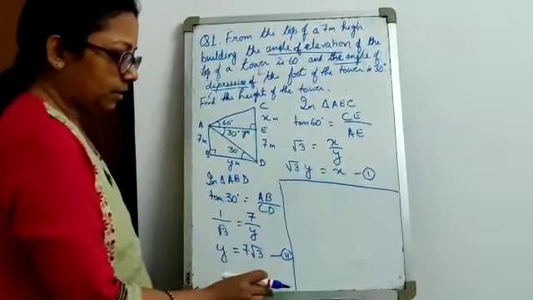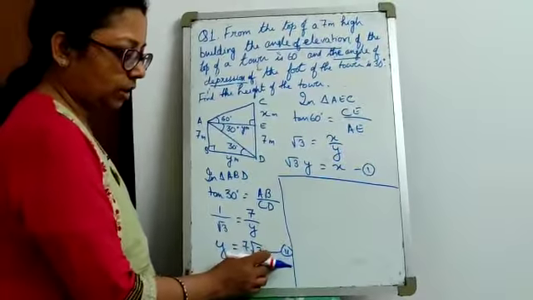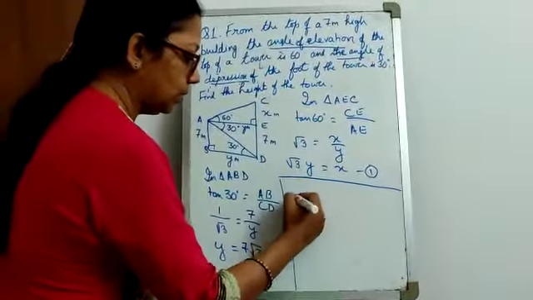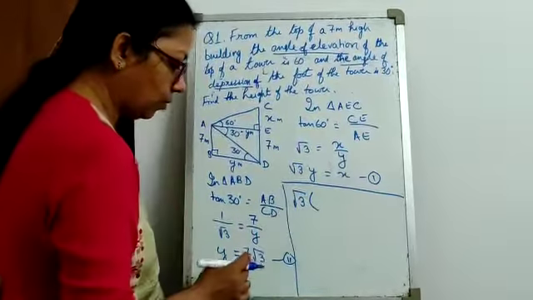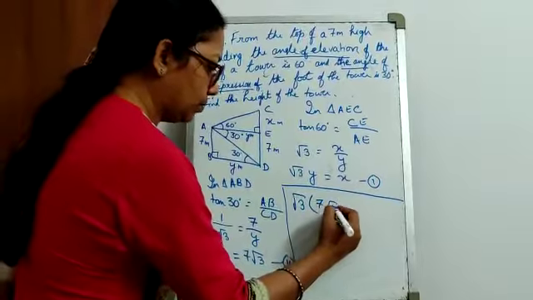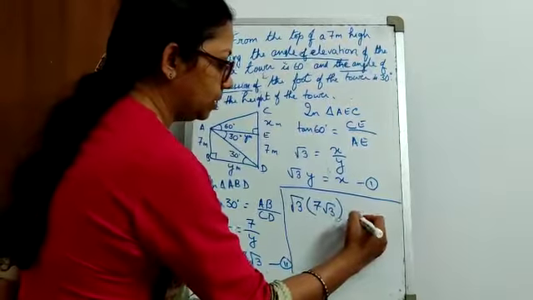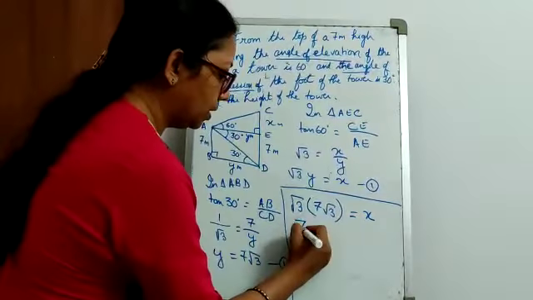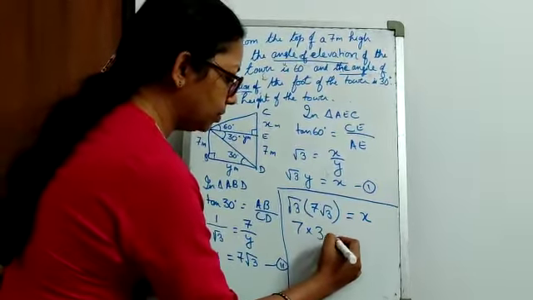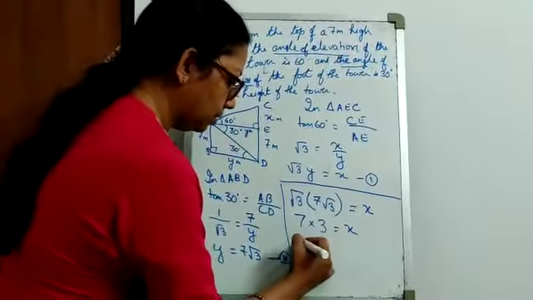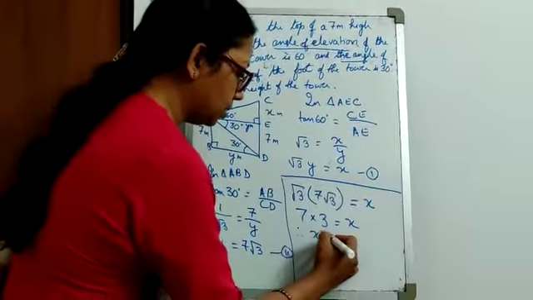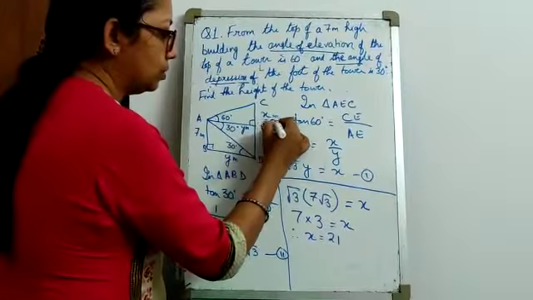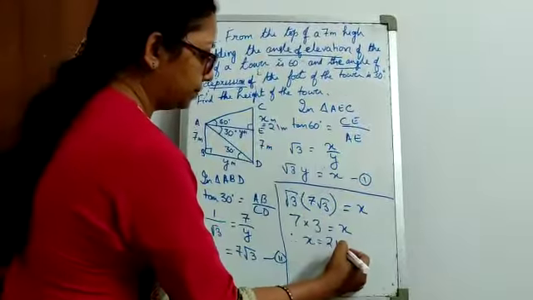I place the value of Y, which I got in equation 2, in equation 1. So as you can see, root 3 into my value of Y, which was 7 root 3, is equal to X. Root 3 into root 3 will become 3. So we get 7 into 3 is equal to X. Therefore, X is equal to 21 meter.